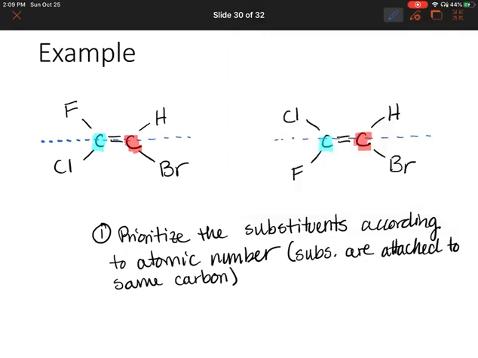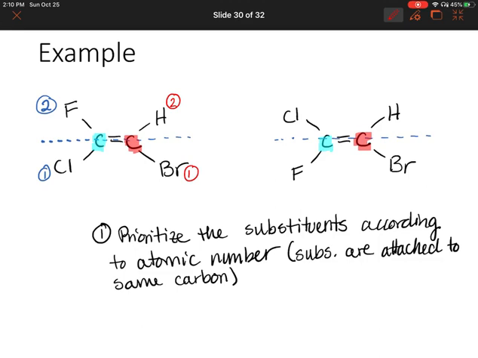So for the alkene on the left, let's look at the blue carbon. It's bonded to fluorine and chlorine. Now, which one has the higher atomic mass, fluorine or chlorine? Chlorine. So that gets priority 1, fluorine gets priority 2. And now let's look at the red carbon. The red carbon is bonded to hydrogen and bromine. So which one would get higher priority? Bromine. It has the highest atomic number compared to hydrogen.